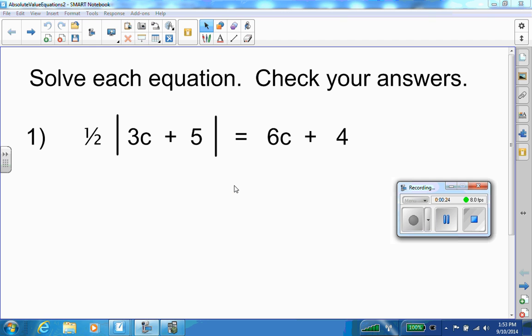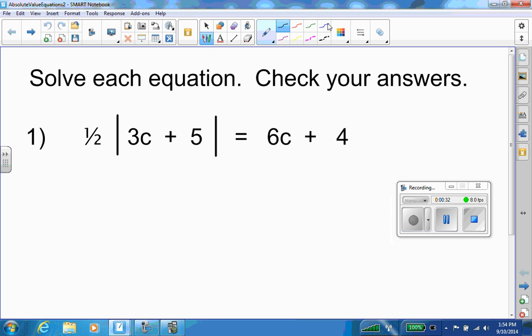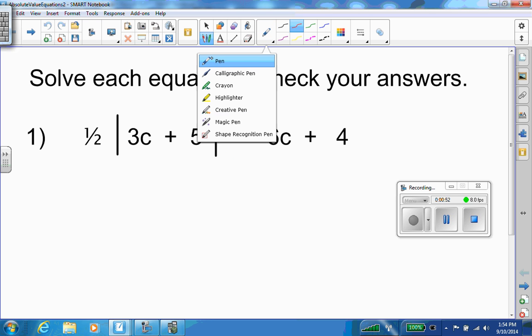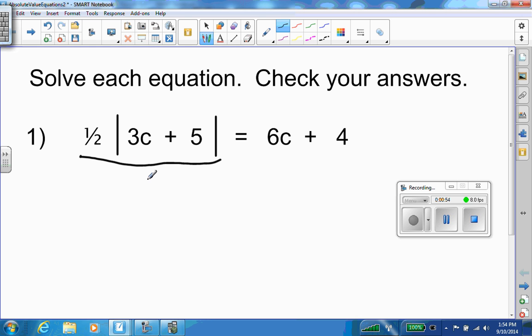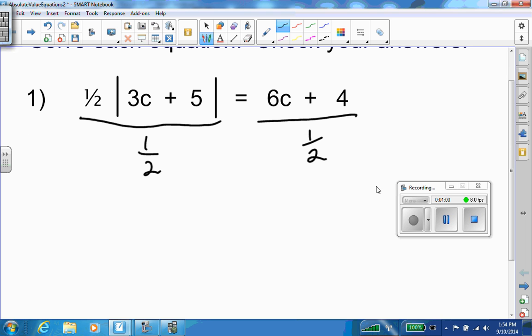The first step to solving an absolute value equation is we must isolate the absolute value part on one side of the equation. So if you look at this example on our left side, we see 1/2 is being multiplied by the absolute value of 3c plus 5. So we need to cancel that multiplication, and we can do that by dividing. So we're going to divide by 1/2. We're going to do that to both sides.